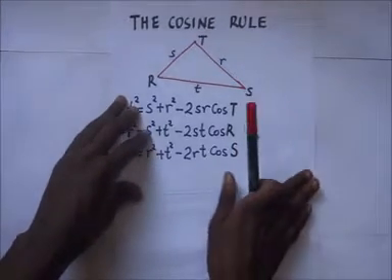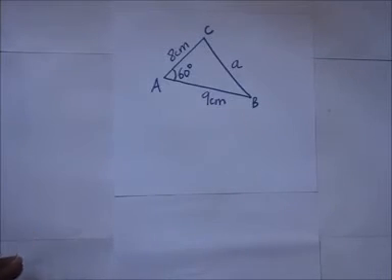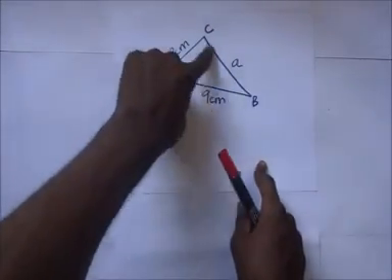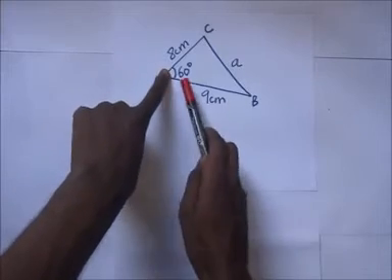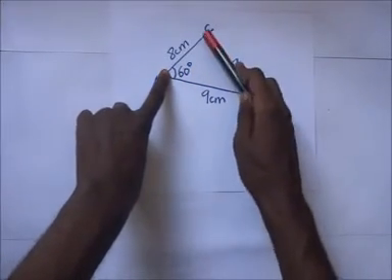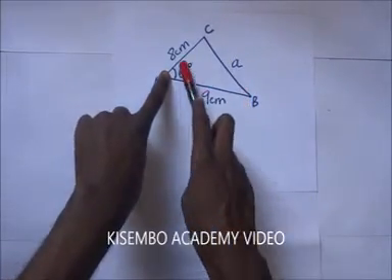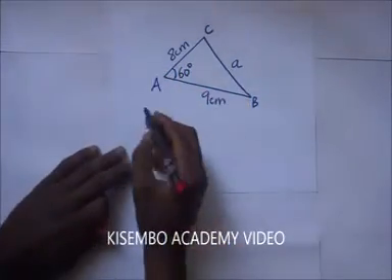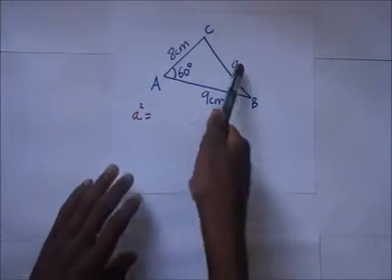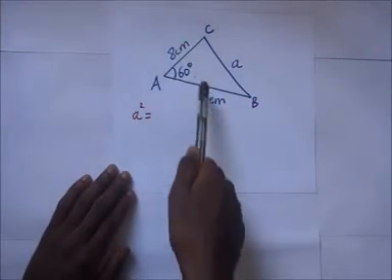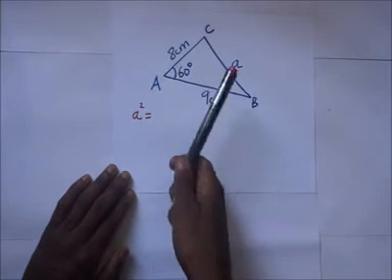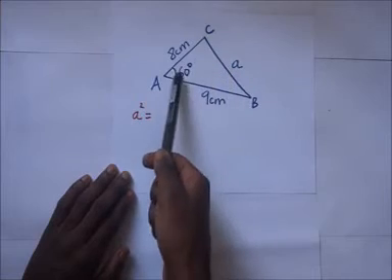So in our example, we are going to use the cosine rule to find the value of A. You realize that this side A is opposite the angle. The only angle that is given is directly opposite the side A, so it is advisable that we begin with side A. So we shall say A squared is going to be equal to 8 squared plus 9 squared minus 2 times 8 times 9 times the cosine of the angle that is opposite that line, which is 60.